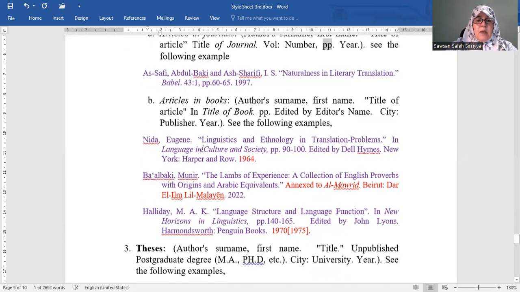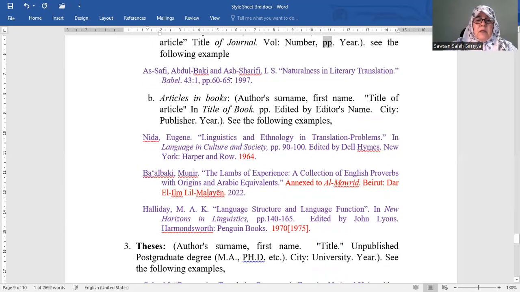Then the year. Look here, As-Safi, Abdul Baqi, and Al-Sharifi, IS, Naturalness in Literary Translation. Babel is the title of the journal, okay? Then you have the volume, and you have the number. The pages, you see, the first page is 60, and the last page is 65, and this is the year.